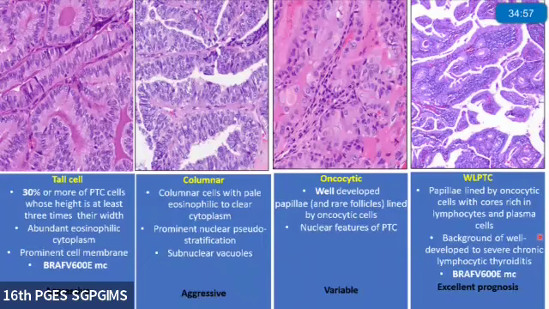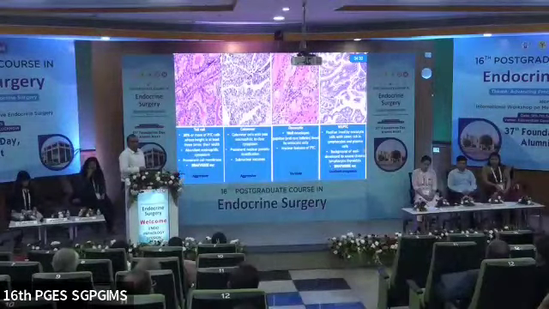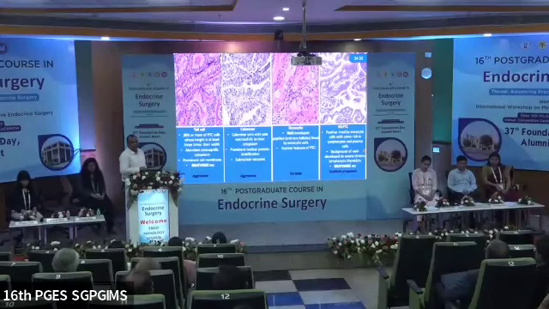In oncocytic variant, there are tumor cells having oncocytic cytoplasm and papillae, and nuclear features are the same as classical PTC. In Warthin-like papillary thyroid carcinoma, papillae are present which have fibrovascular cores, and in these fibrovascular cores numerous lymphocytes and plasma cells are present. And Warthin-like PTC usually has chronic lymphocytic thyroiditis or Hashimoto thyroiditis in the background.